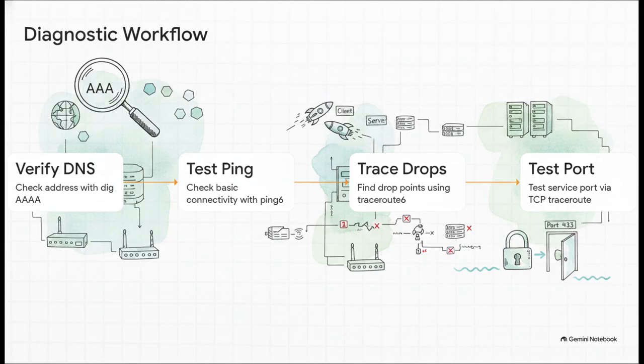Step 1. Verify DNS with dig AAAA to make sure you are even trying to talk to the right address. Step 2. Test basic connectivity with ping 6. Step 3. If ping fails, find the exact drop point with traceroute 6. And step 4, verify the application layer port using that TCP traceroute flag we just talked about. It is a foolproof method for isolating the issue.